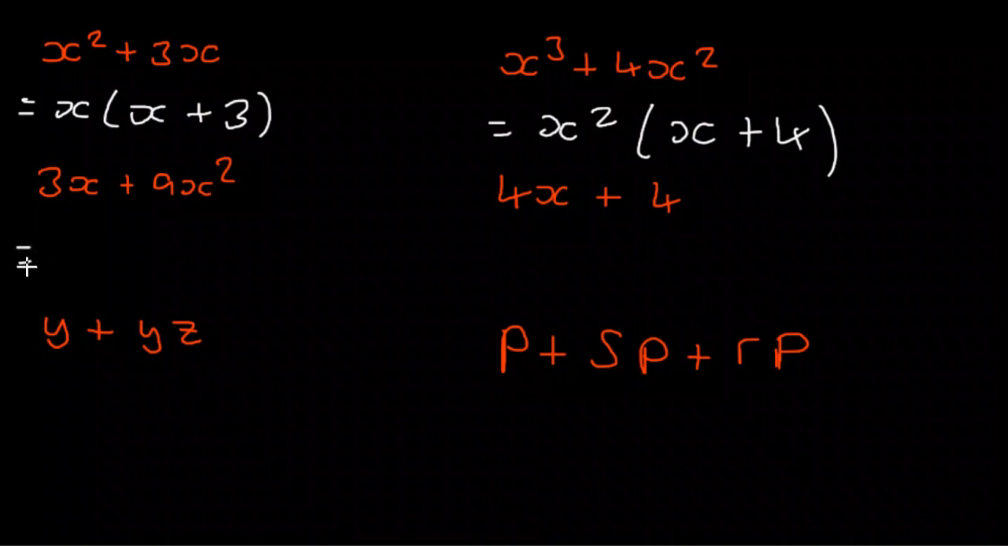Here, the common factor is 3x, and we multiply 3x by 1 to get 3x, and we multiply 3x by 3x to get 9x squared. And this is the simplest form.